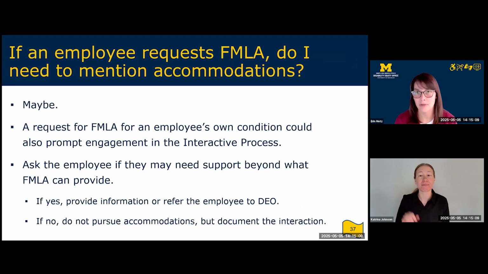If an employee requests FMLA, do we need to mention accommodations? And the answer here is a maybe. It depends. A request for FMLA for an employee's own medical condition could also prompt engagement in the interactive process. Ask the employee if they need support beyond what FMLA can provide. And if that employee states yes, provide them information about the interactive process or refer them to the Disability Equity Office. If they state no, you don't need to pursue accommodations. But again, document that interaction.